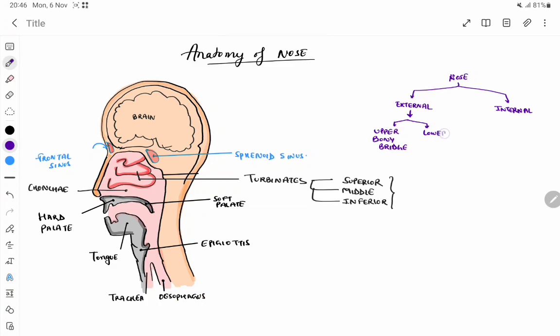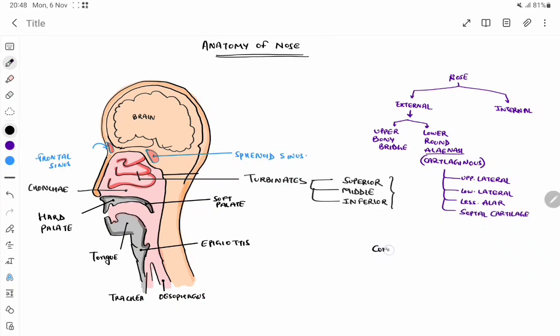Now the floor of the nasal cavity is formed by the palatine process of the maxilla. The roof of the nasal cavity is formed by the bridge above, and in the middle it is formed by the cribriform plate of the ethmoid, and posteriorly it is the sloping body of the sphenoid bone. The medial wall of the nasal cavity is the nasal septum, which divides it into right and left halves.